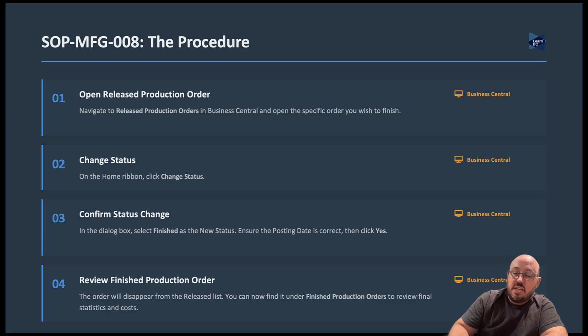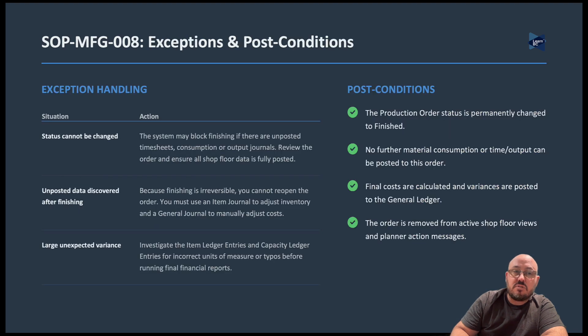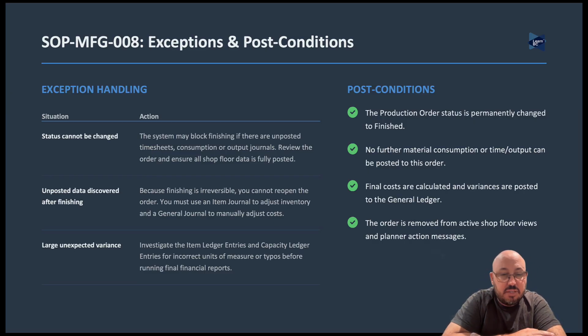So let's talk through the exceptions. The exception handling here is this: the status cannot be changed. The reason for that is you've got outstanding journals on one of the three that we've talked about: time, consumption, or output. Okay, and you've just got to fix that.